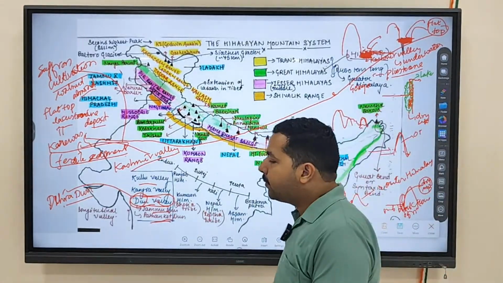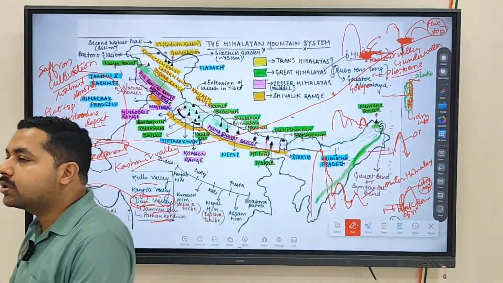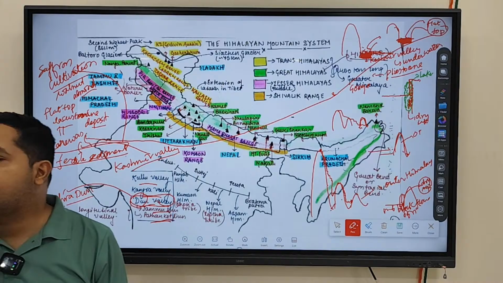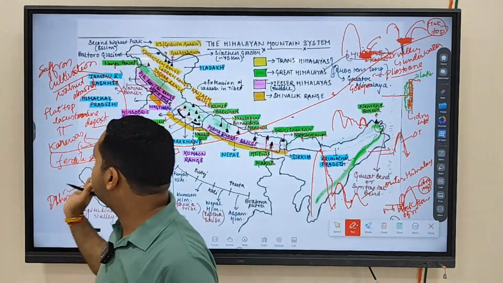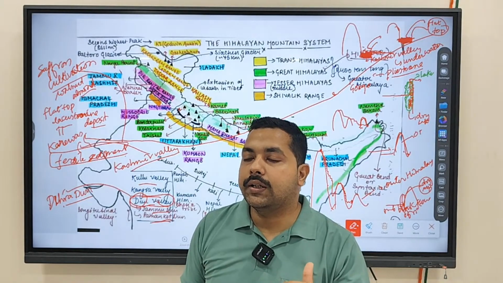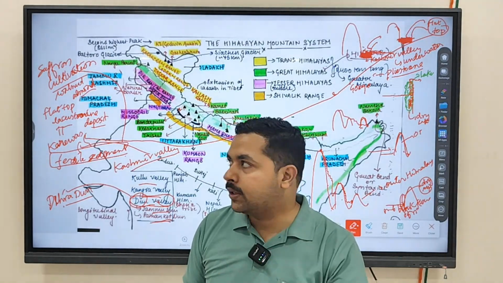So what you have to keep in mind is that this ranges Greater Himalayas, Middle Himalayas, and Lesser Himalayas. Greater Himalayas average height is how much? 6,000. The Middle Himalayas average height is 4,000, and the Outer Himalayas average height is how much? It is around 900 to 1100. That is okay there. Clear?